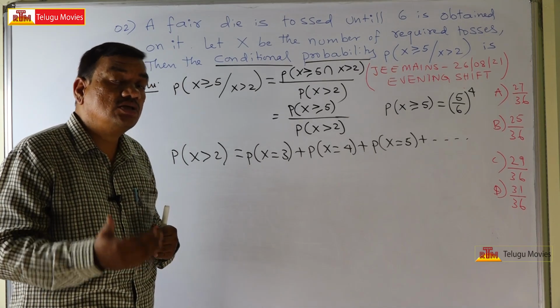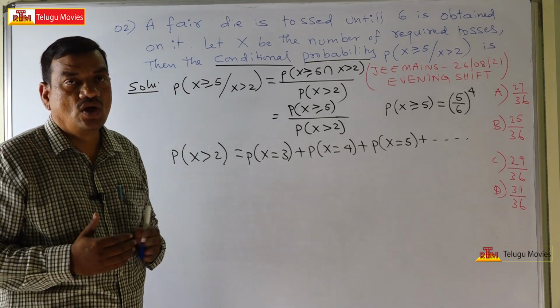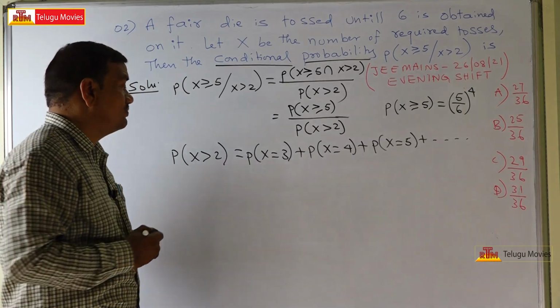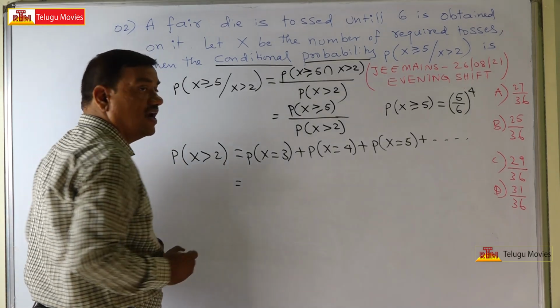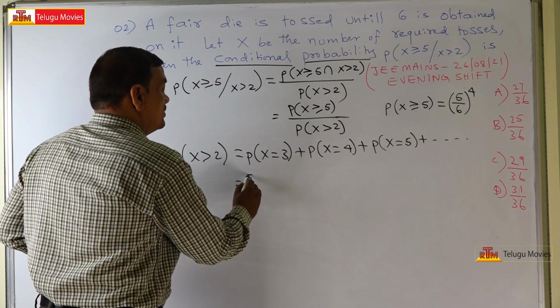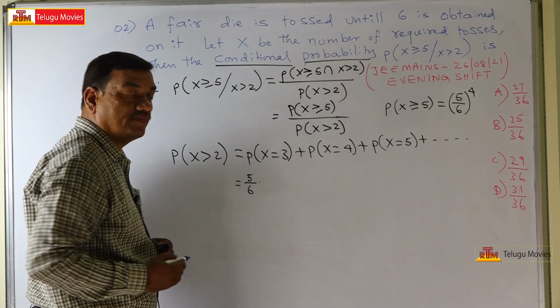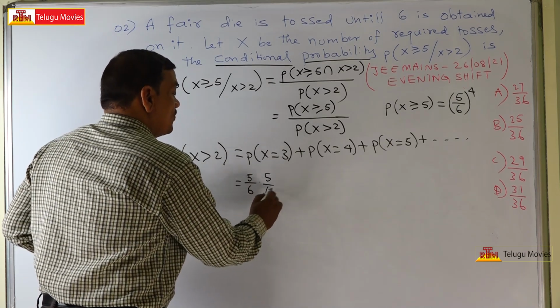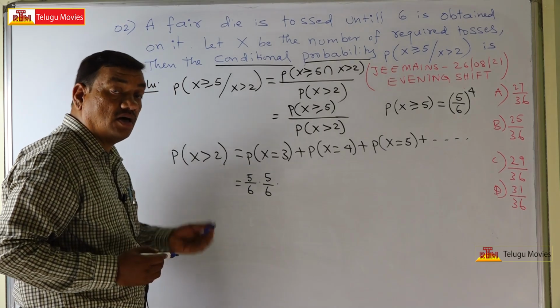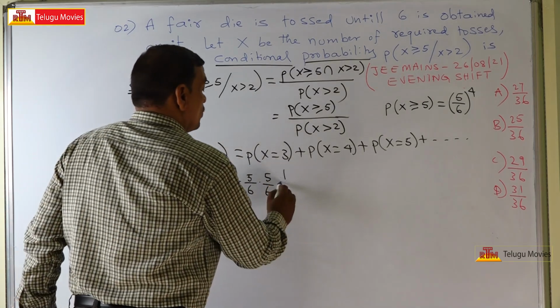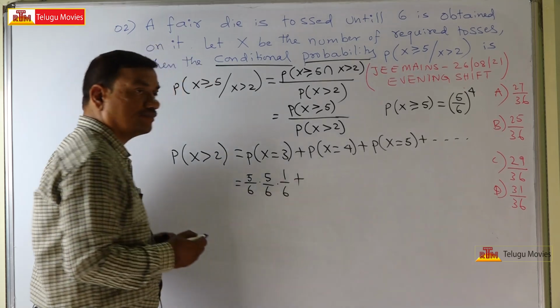In the third toss you will get the number 6. First 2 tosses fail means what? What is the probability of getting failed? This is equal to 5 by 6. First toss failed, second toss is also failed, and third toss is success, that is 1 by 6, plus.